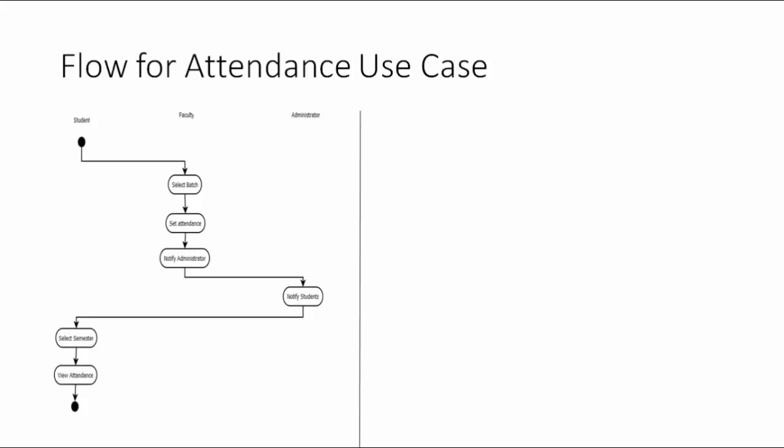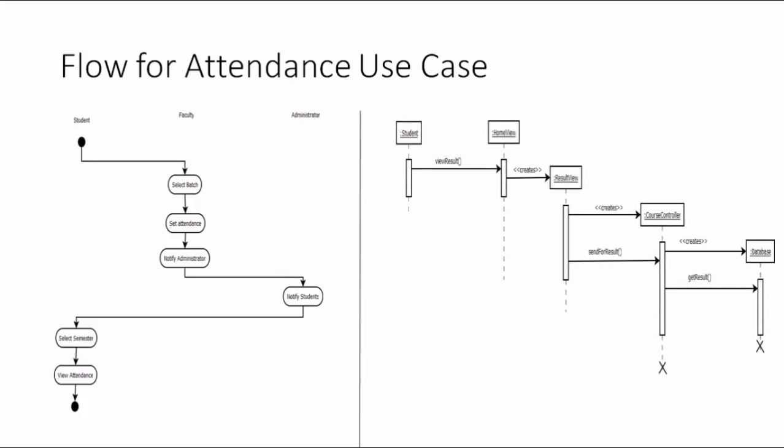First, faculty will select the batch. Then he will set attendance and will notify the administrator. Next, the administrator will notify all the students that okay, your attendance is generated. Now the student will select the semester and will view attendance.